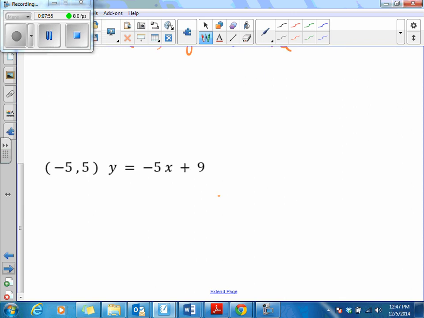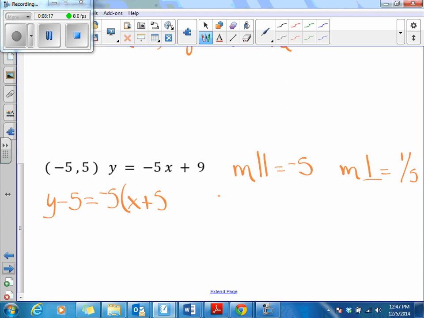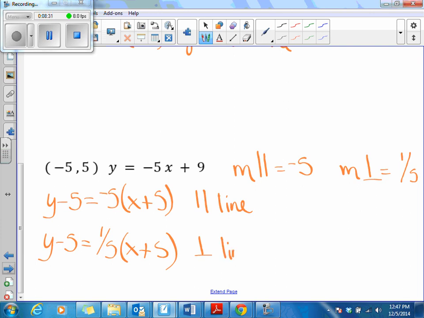Last example. Same exact thing. Slope of the parallel is -5. Slope of the perpendicular is 1/5, the opposite reciprocal. So I'm still going to use point-slope form. Y minus 5 equals -5 times the quantity x plus 5. This is the parallel line. And then y minus 5 equals 1/5 times the quantity x plus 5. This is the perpendicular line. And that's it.